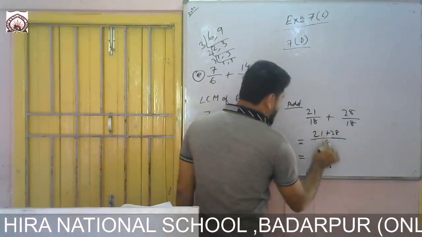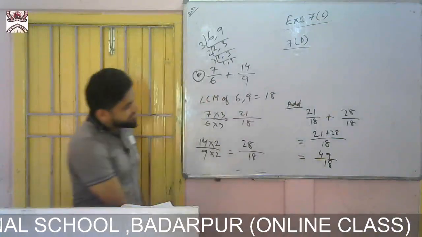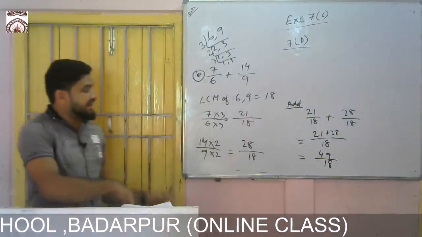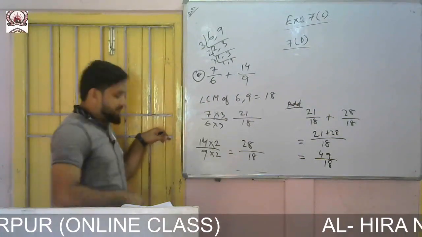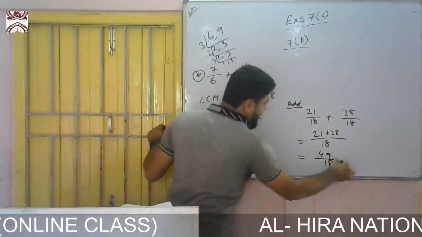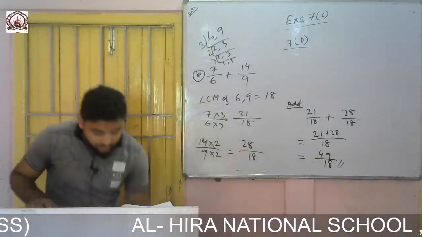So 8 plus 1, 9. And 2 plus 2, 4. 49 by 18. Okay. So 49 by 18, we cannot divide further. So that is the answer. Okay. Now come to question number 2.